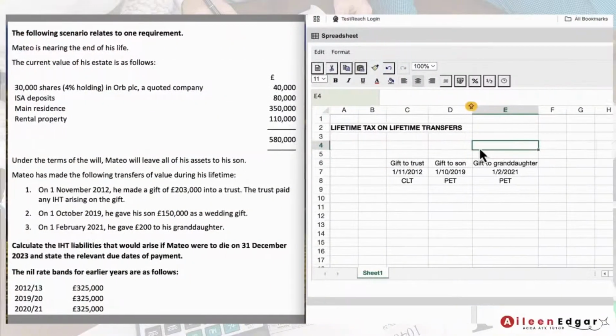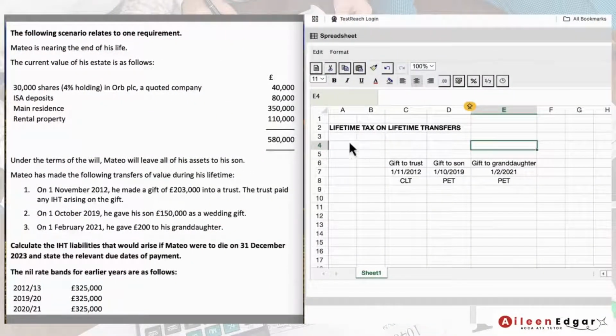Okay, so the first thing we're going to look at is lifetime tax on lifetime transfers. We were given 3 transfers that were made during his lifetime, and we're going to deal with them in chronological order, as we said. So we're going to look at the gift to the trust first, which was back in 2012, the gift to the son in 2019, and the gift to the granddaughter in 2021.